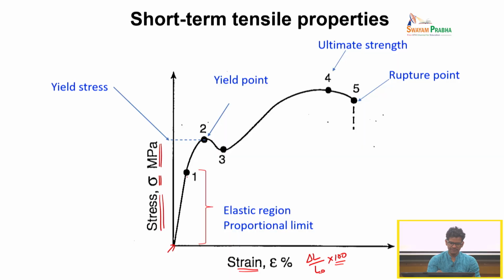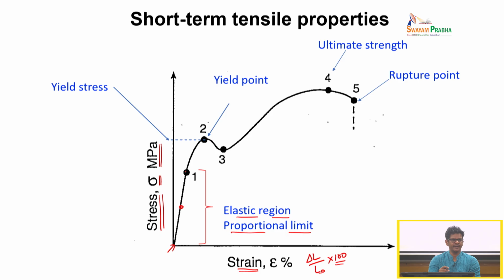So you see there is a linear region which we call the proportional limit. In this region, stress and strain are linear, they are proportional. We call this the elastic region. This is because if I stop at this point, the material will actually come back to its original position, okay. So this elastic region can be very small, it can be very long, depending upon the material type.